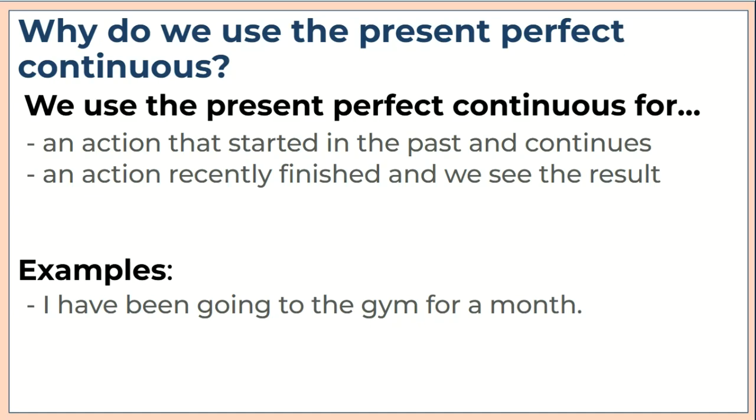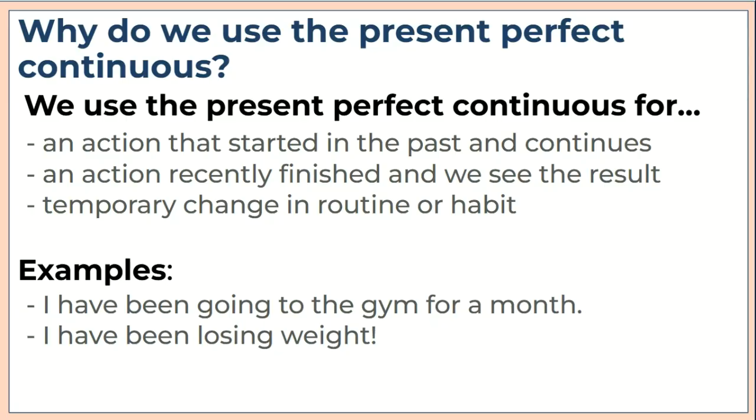We also use the present perfect continuous for an action that has recently finished and we can see the result. So I have been losing weight. The action of losing weight has recently been finished. They have recently done that and we can see the result.